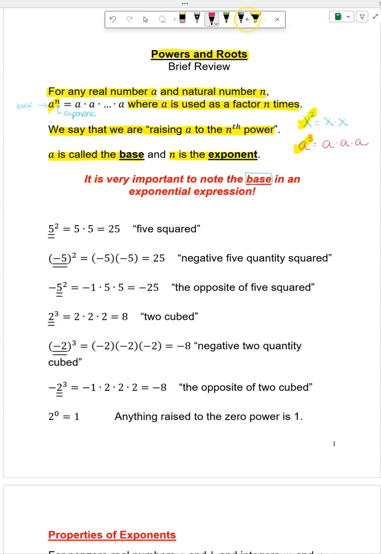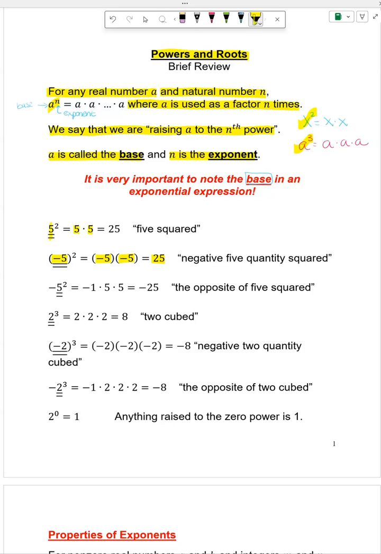So let's look at these. Our base for this one is our 5, right? So that tells us it's 5 squared. So we're going to have 5 times 5, which gives us a positive 25. But if your base is in parentheses and it's negative, then our base is the negative 5. So we have negative 5 times negative 5, which gives us a positive 25 again, right? Because we multiplied a negative times a negative, which gives us a positive.